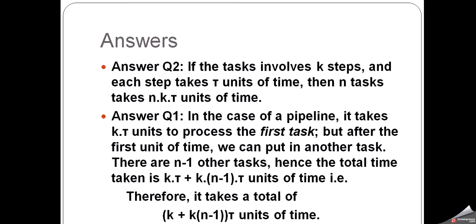So I'm thinking about a k-stage pipeline. Each task takes k times tor units of time to finish. The first task takes k times tor units of time to finish. But then I've got n-1 further tasks, and each one of those is going to take n-1 times k times tor units of time.